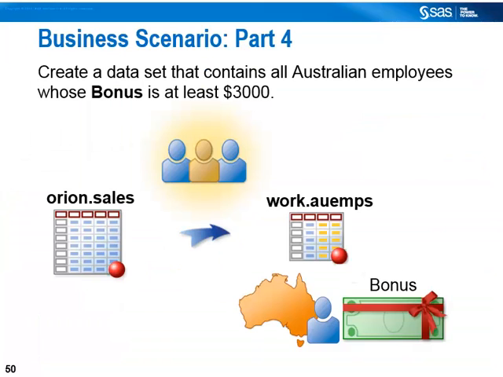Business scenario part 4. Create a dataset that contains all Australian employees whose bonus is at least $3,000. The 9 variables in the new dataset came from the original dataset orient.sales. The business scenario requires that we subset the variables. We can use a drop or keep statement to do this.